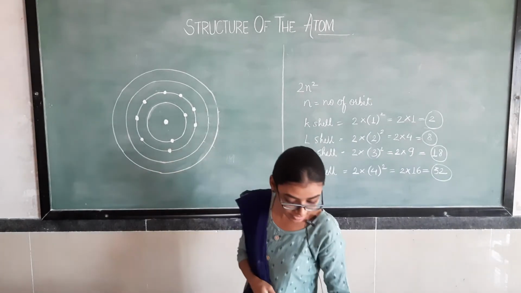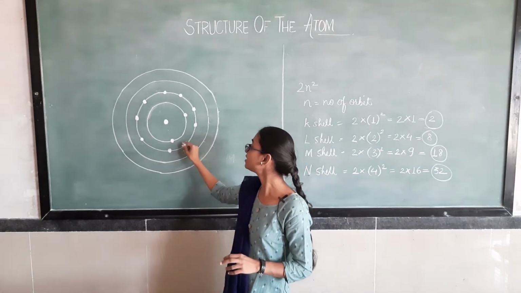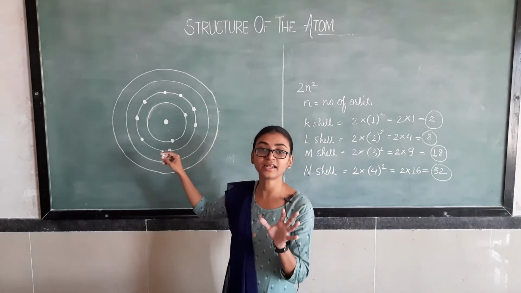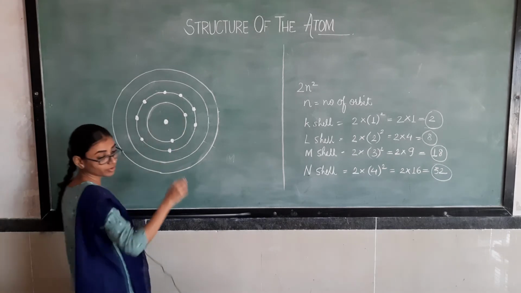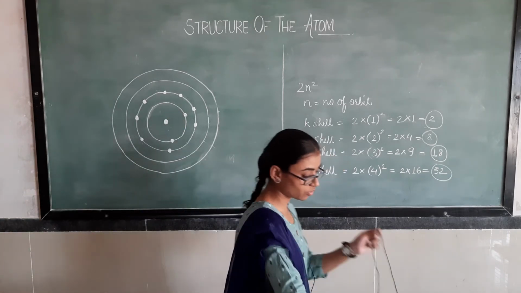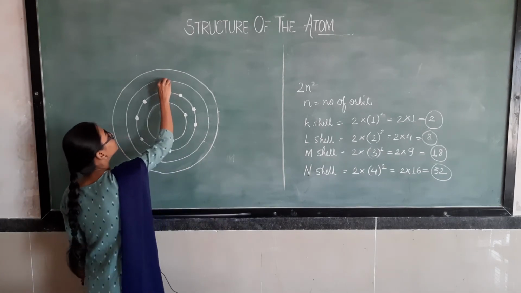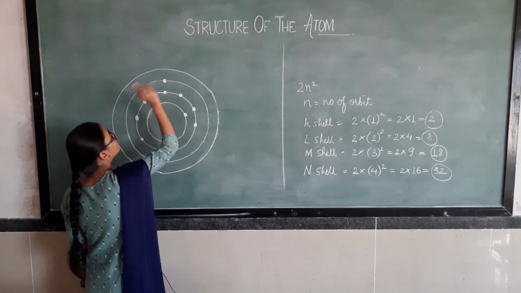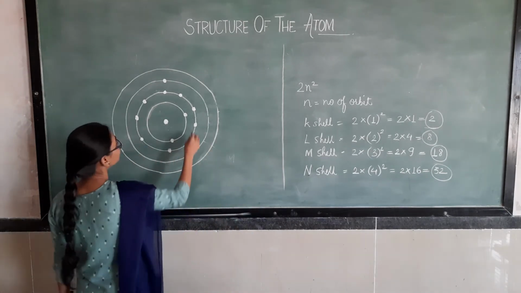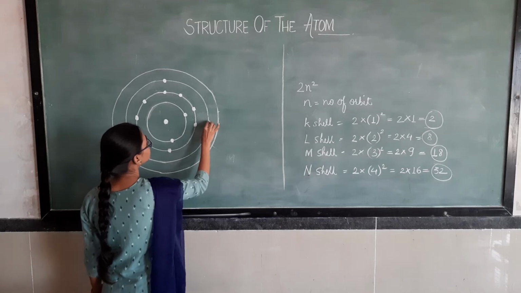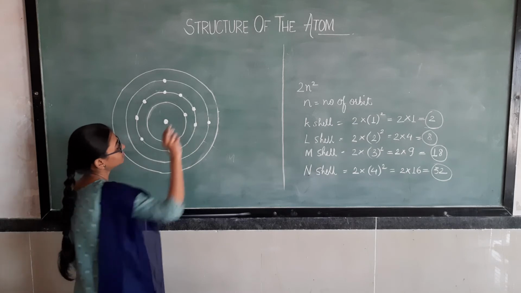So you can see that sodium has 11 electrons in total, as neon has 10 electrons. Now sodium has 11 electrons, so the 11th electron of sodium will be filled in the M shell here. Now for magnesium, magnesium has 12 electrons. So we'll adjust this here, in the M shell.